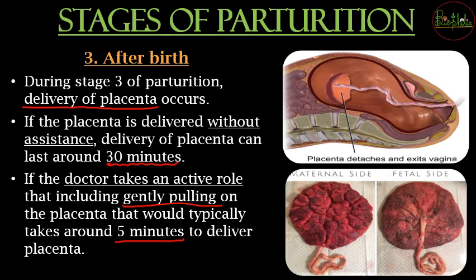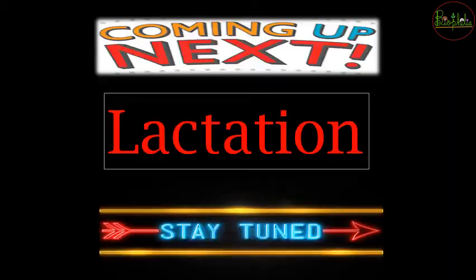So here you can see the two different sides of the placenta. One will be the maternal side and the other will be the fetal side. Both are going to be the placentas which need to be delivered during the third stage of the parturition. So that was about this video जहाँ पे we completed understanding the fetal delivery, that was parturition.